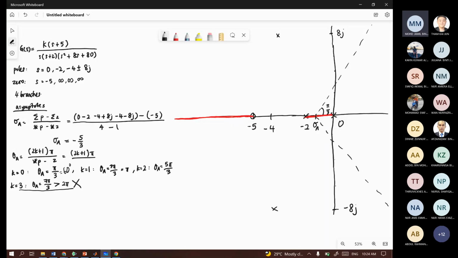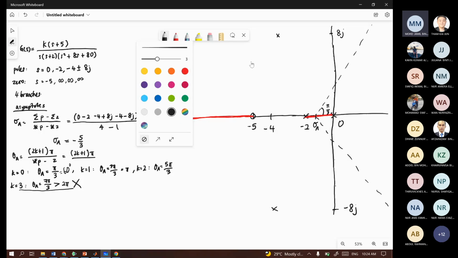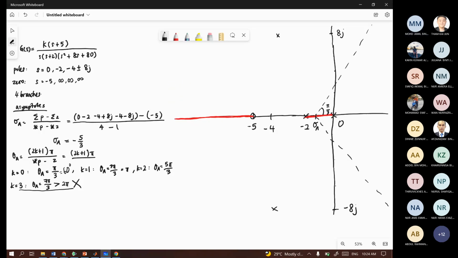Okay, so we get this sketch already. So we can now determine other things like breakaway point or break-in point and the j omega axis crossing. So let's determine the breakaway point and break-in point. So there will be breakaway somewhere here and break-in somewhere in this region. So let's determine breakaway and break-in point.